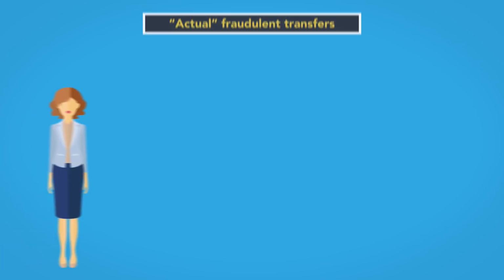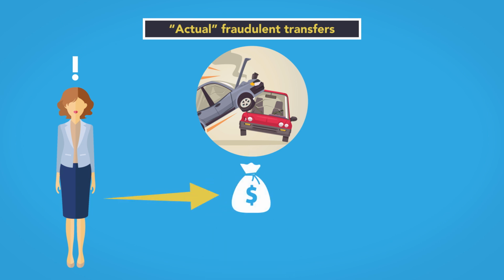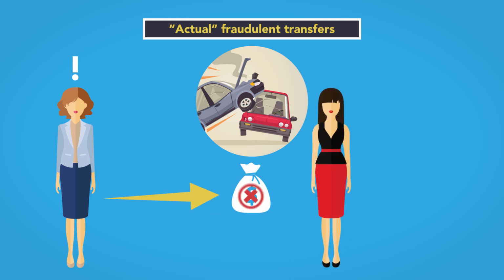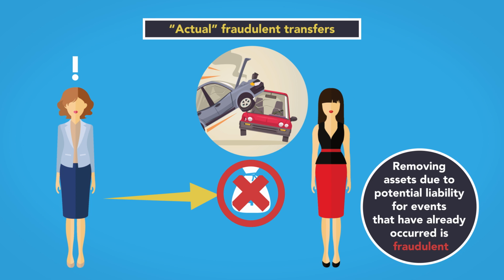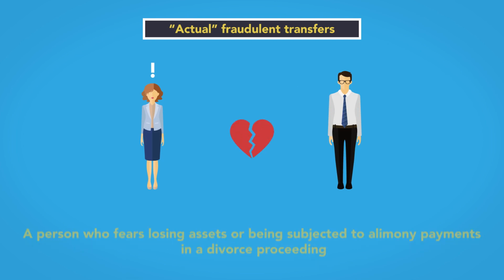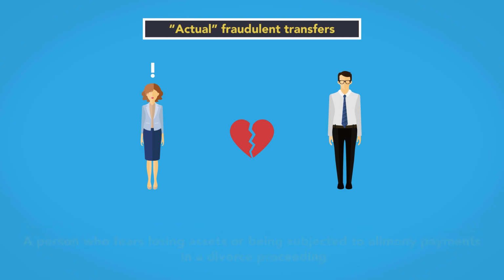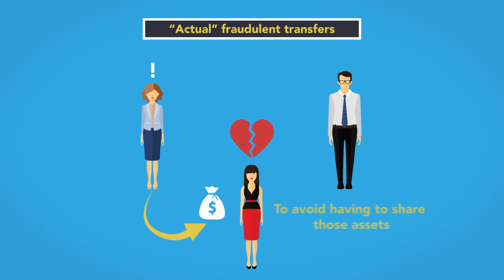For example, if a person has been in a car accident and fears being sued because of it, and then gifts assets to another person, this would likely be considered a fraudulent conveyance. Even though it's not clear that she will be liable based on the accident, removing the assets due to potential liability for events that have already occurred is fraudulent. The same is true for marital property division purposes. A person who fears losing assets or being subjected to alimony payments in a divorce proceeding, and thus gifts assets to another person to avoid having to share those assets, has likewise engaged in a fraudulent conveyance.